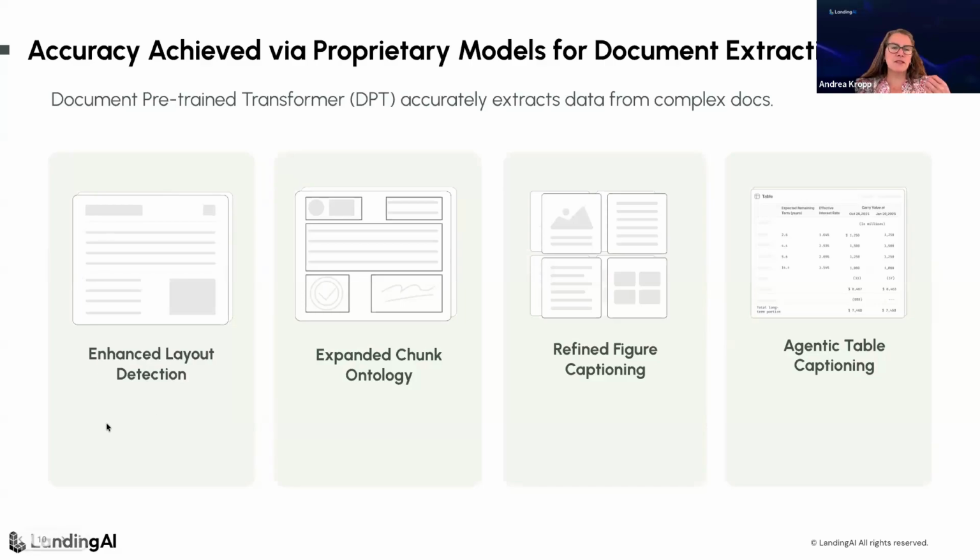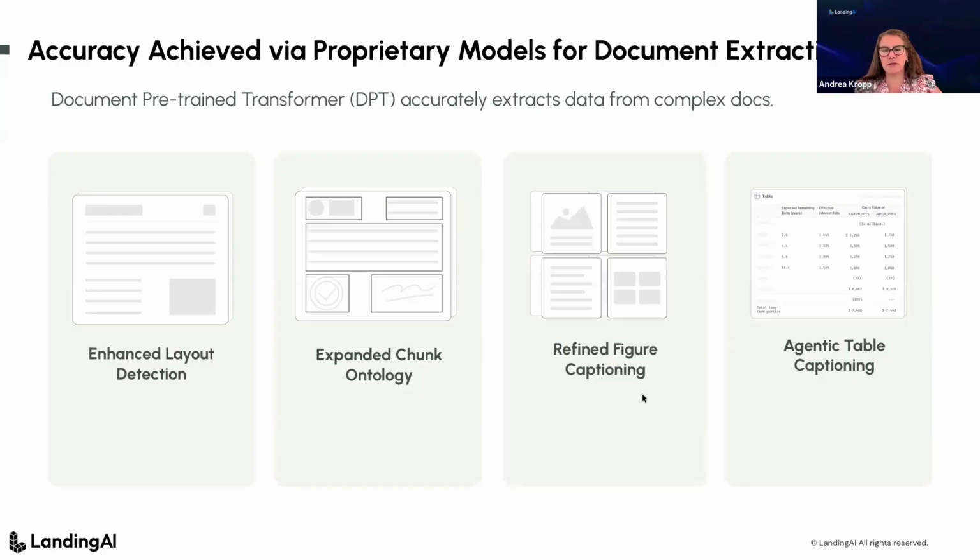So we've trained this transformer to really be able to detect the layout of your document before anything else happens. So what is the reading order? What are the components? And this enhanced layout detection then allows us to apply a very intelligent chunk ontology on top of that. So saying, this is a logo, this is a text block, this is a signature. And then each one of these chunks is routed to different agents for different downstream processes before all of that comes back together for you.